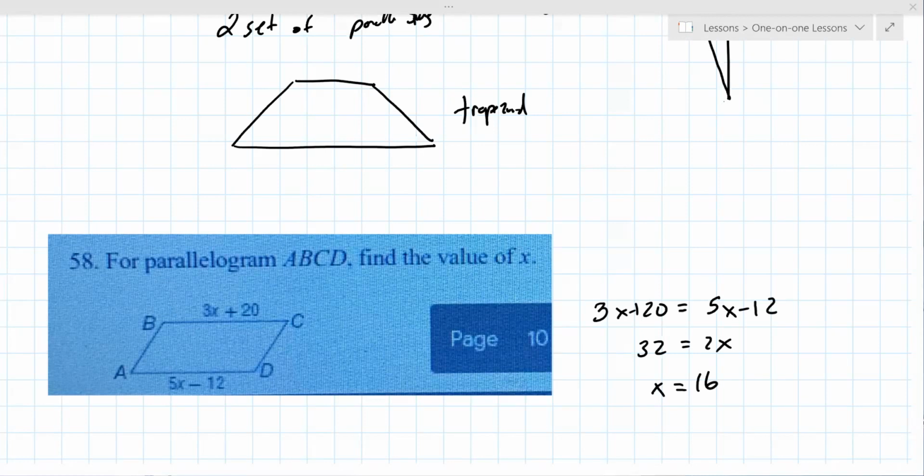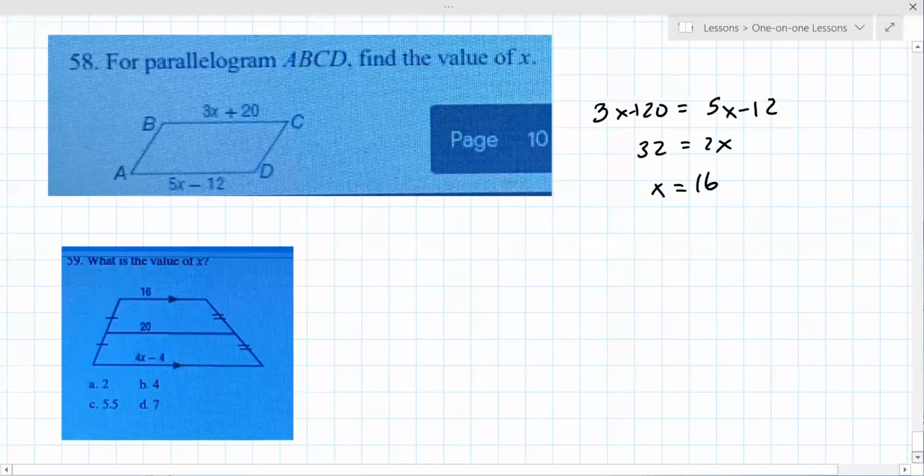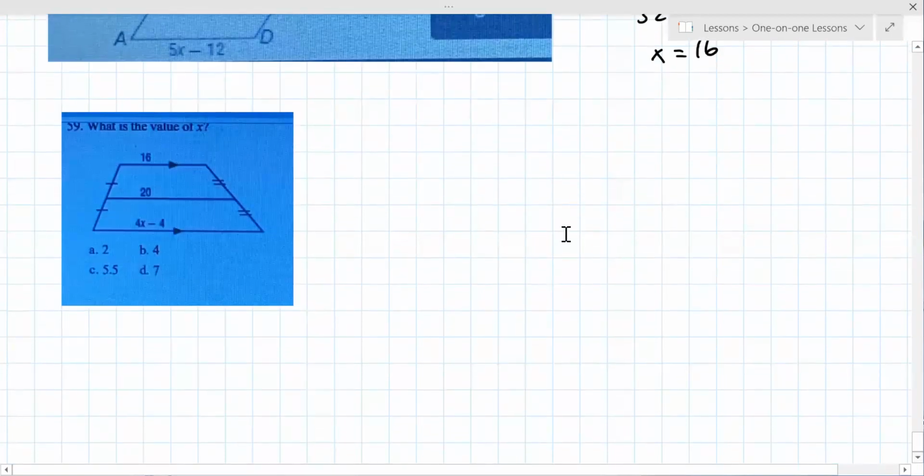All right. 59 is kind of an interesting question for this class. What is the value of x? The thing that this is trying to emphasize is that there's a relationship between these sides, and you're supposed to know that there's this sort of jump, like 16 to 20, and then 20 to something gets you there.